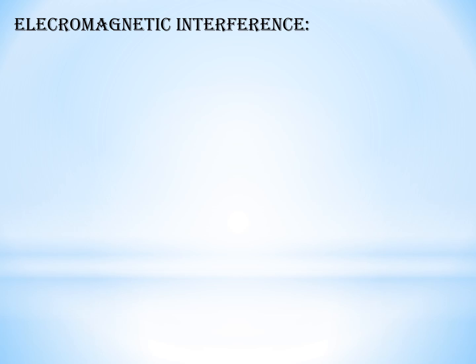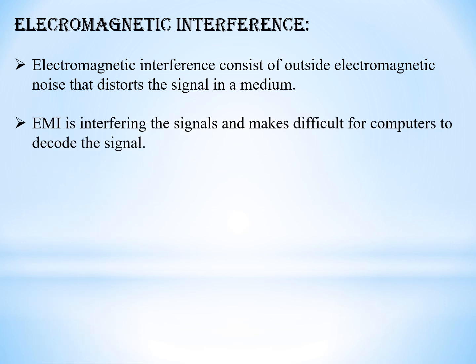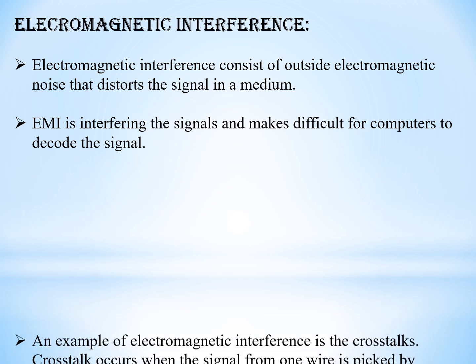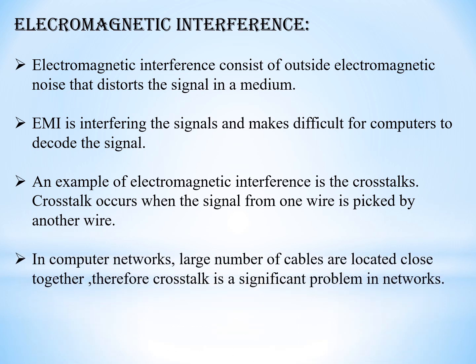So, let us learn about electromagnetic interference. Electromagnetic interference consists of outside electromagnetic noise that distorts the signal in a medium. Noise is nothing but the unwanted signal. EMI interferes with the signal and makes it difficult for the computers to decode the signal. An example of electromagnetic interference is crosstalk. Crosstalk occurs when a signal from one wire is picked up by another wire. In a computer network, a large number of cables are located close together. Therefore, crosstalk is a significant problem in networks.